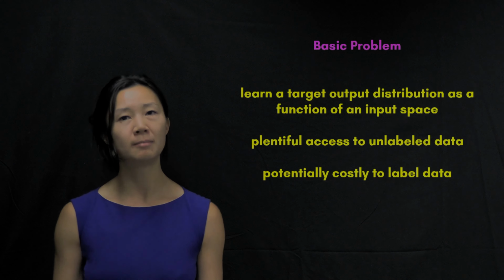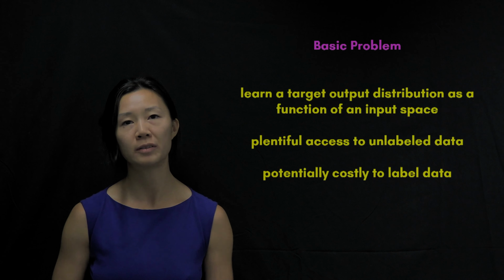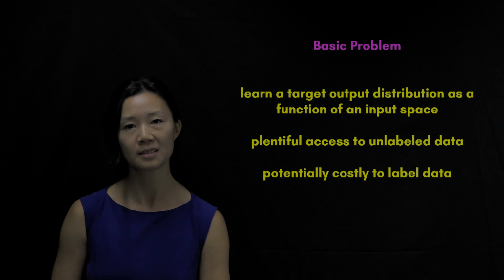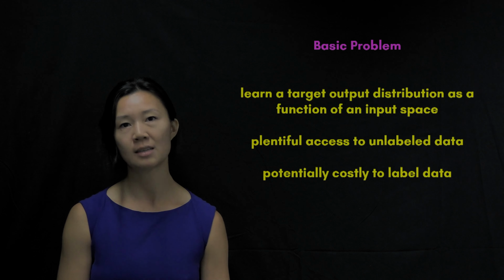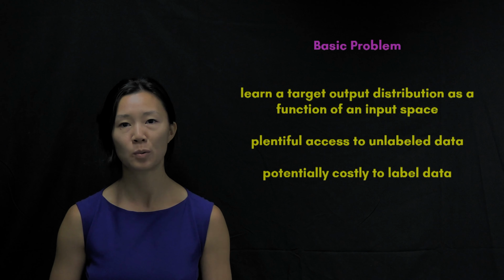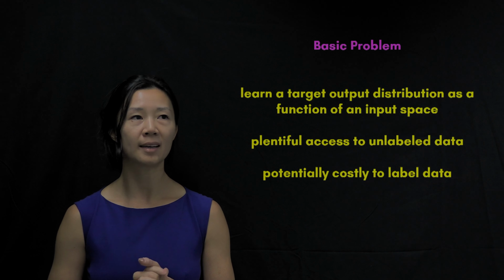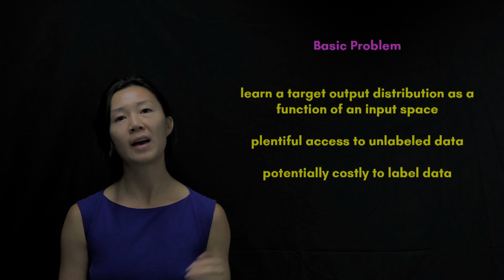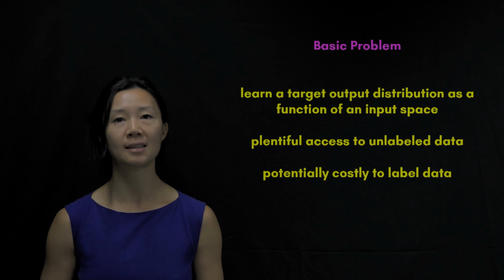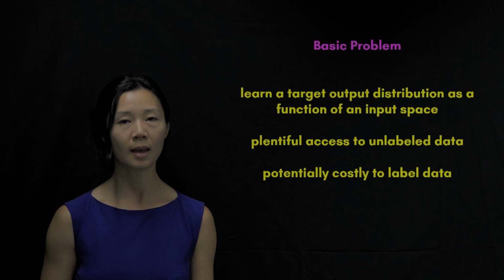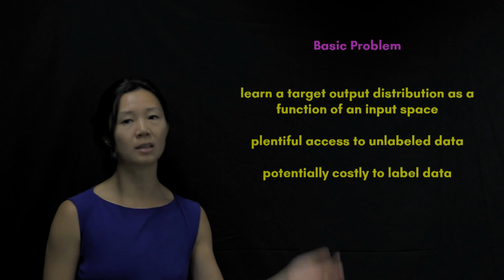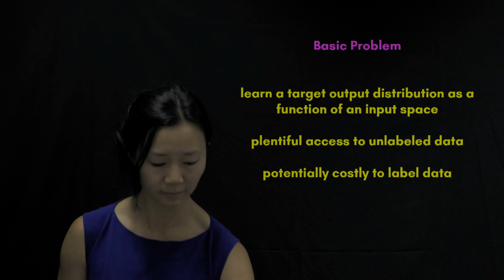The basic problem that active learning is trying to solve is learning a target-output distribution as a function of an input space. And active learning does this in an iterative, sequential way by adding more data to a training data set. So we assume that in your problem, you have plentiful access to unlabeled data. And maybe the reason why you're using active learning is because it's costly to label your data.